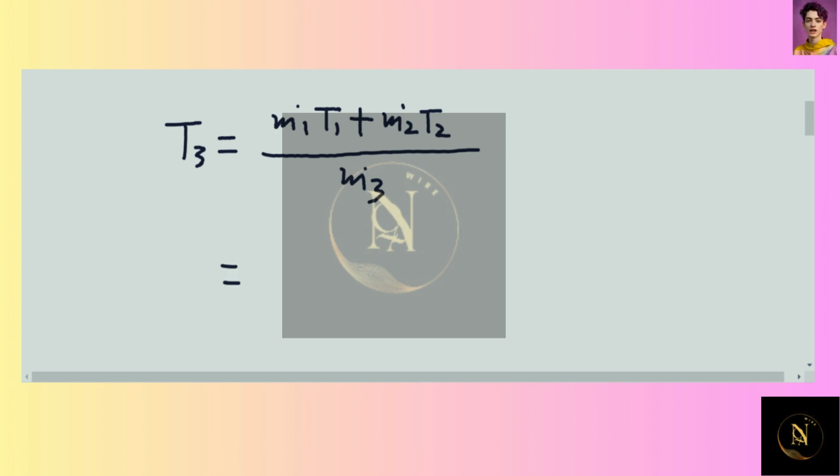And this can be equal to M1 dot over M3 dot times T1 plus M2 dot over M3 dot times T2. So this is the simplest expression for the mixture temperature, and this is the answer for this question.